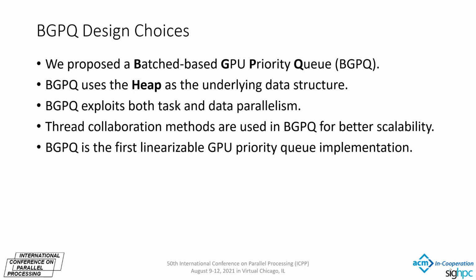So we propose BGPQ, a heap-based GPU priority queue implementation. Here B stands for batch, where a node in the heap contains more than one key. We also apply different thread collaboration methods to BGPQ and show that BGPQ is linearizable. Due to the time limit, I won't discuss the thread collaboration and the linearizability proof here. If you are interested, I suggest you read our paper.